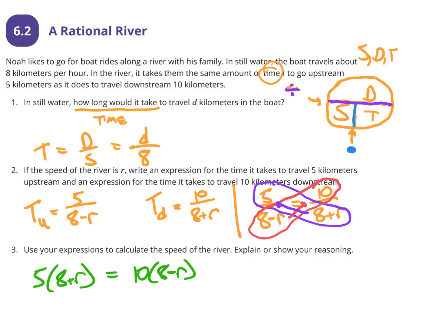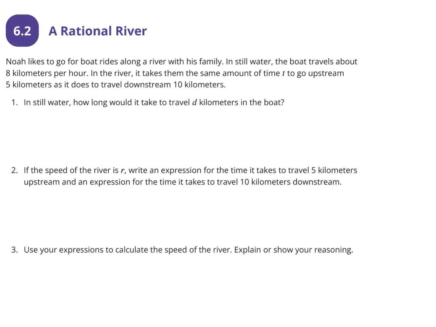Remember, when a number is next to a group, we have to distribute. And we get 40 plus 5r equals 80 minus 10r. And like I said before, we're going to finish this on the next page. Okay, now we're looking at the same problem.